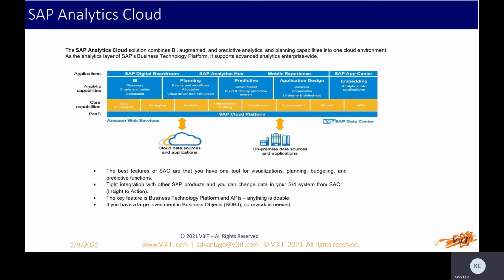And some of the best features of SAC are that you have one tool for visualizations, planning, budgeting, and predictive functions, all in one software system. It also allows for tight integration with other SAP products, and you can change data in your S4 system from SAC. And the key feature is business technology platform and APIs, so anything is doable. And if you have a large investment in business objects, then no rework is needed.